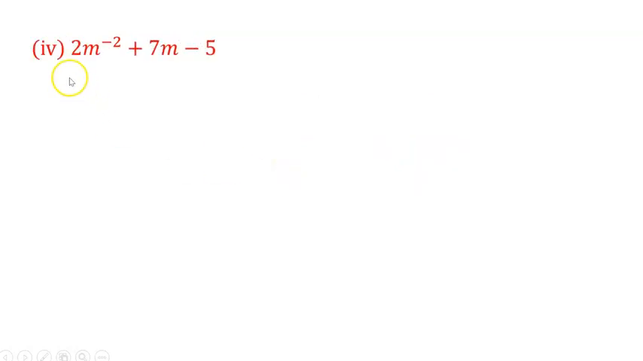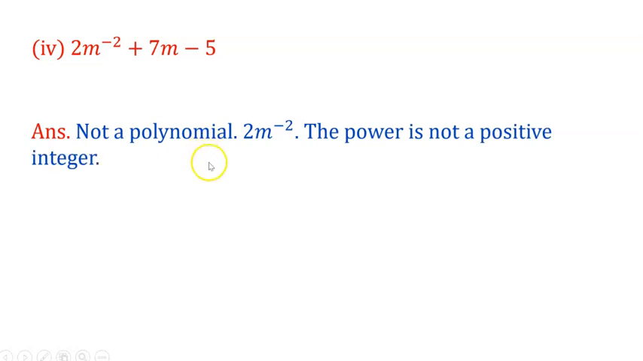Next, 2m raised to minus 2 plus 7m minus 5. Again, this is not a polynomial because in 2m raised to minus 2, the power of m is not a positive integer, and hence it is not a polynomial.